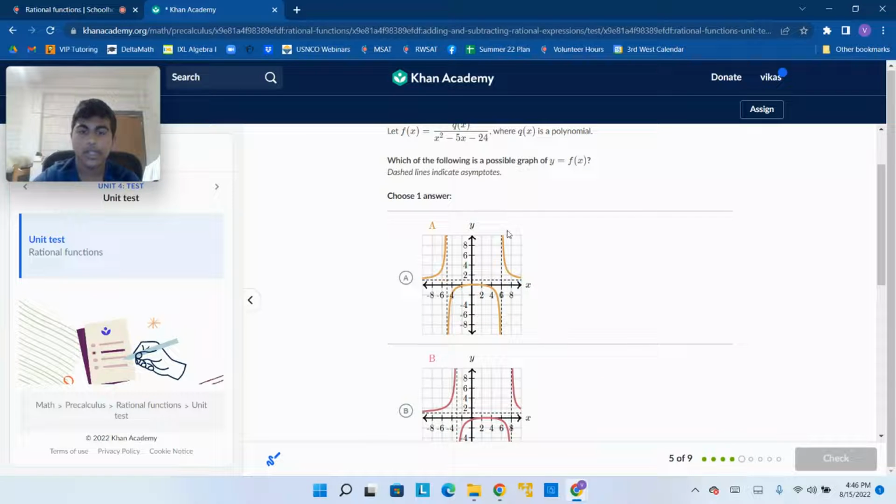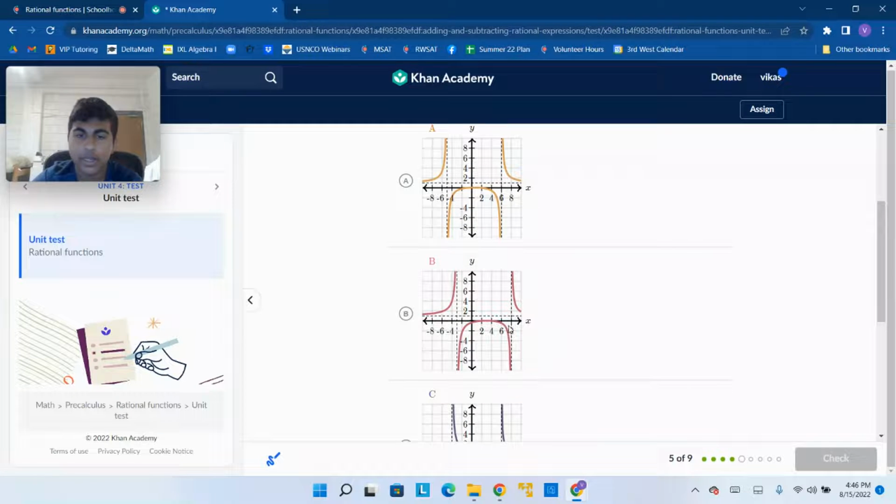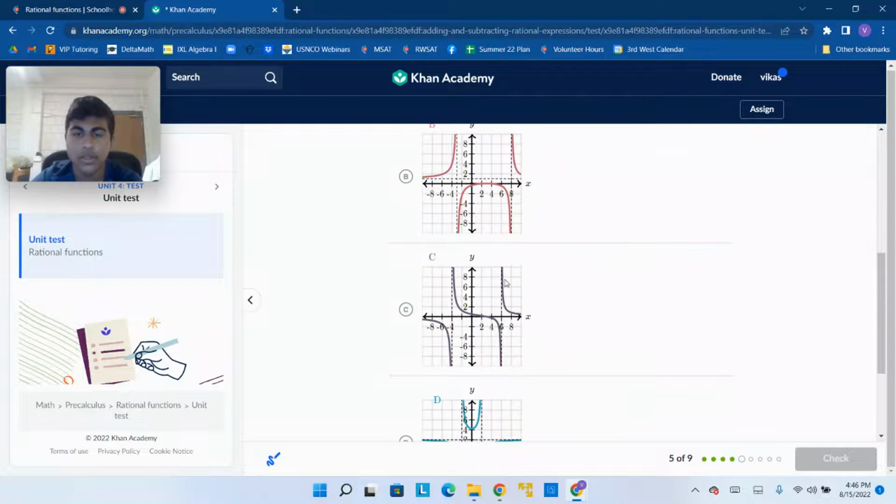This one here has a discontinuity at 6. That doesn't make sense, right? So we can't use that one. This one here has 8 and -3, right? That might work. This one has another one at 6 and at -4, so no.